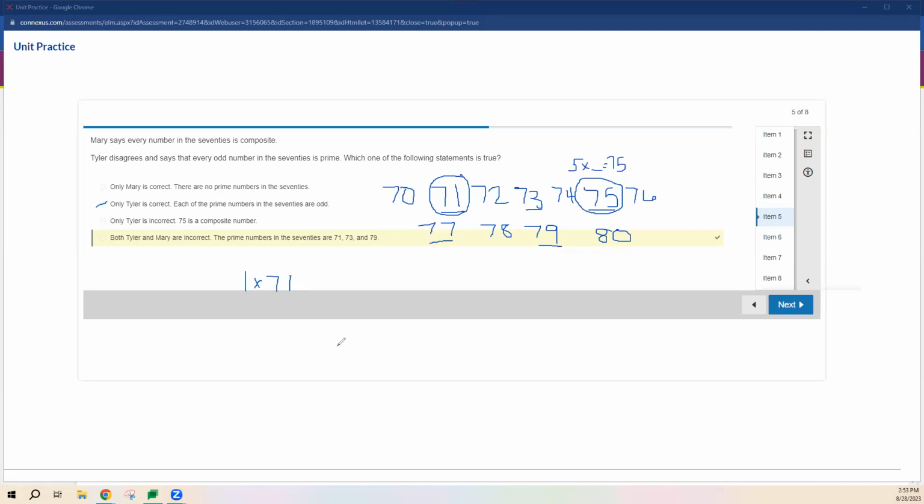Okay. So far it's looking prime. Is it even? No. So 2 is not a factor. When I add the digits together, do they equal 3, 6, or 9? Because if they do, 3 is a factor every time. 7 plus 1 equals 8. 3 is not a factor.